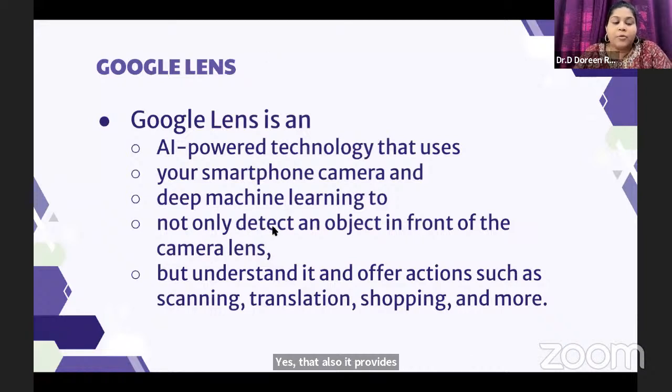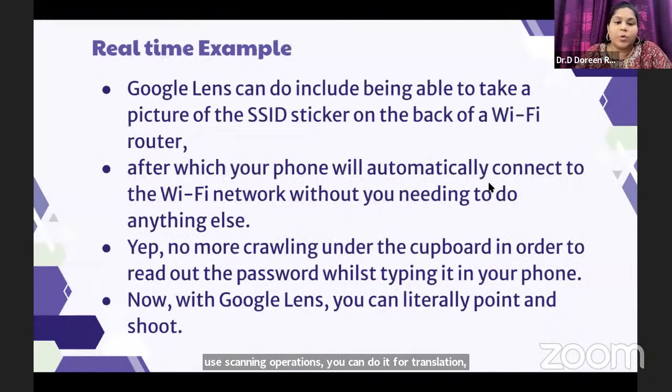AI, your smartphone and deep learning can detect objects using camera lenses. You can use scanning operations. You can do it for translation. Yes, you can do it for shopping and so more. A real-time example: when you have that Wi-Fi router, you can take a picture of the SSID sticker, and then your mobile phone can be automatically connected. How many of you have tried it using Google Lens?